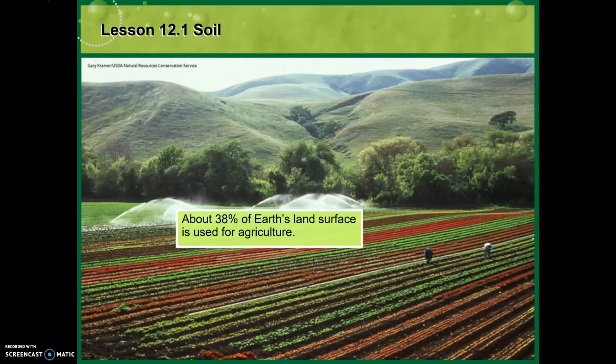Hi everyone, so we're going to talk about our last section here, which is going to be soil. About 38% of Earth's surface is used for agriculture, which is really important because that's where all of our food comes from. So we're going to take a look at our soil.